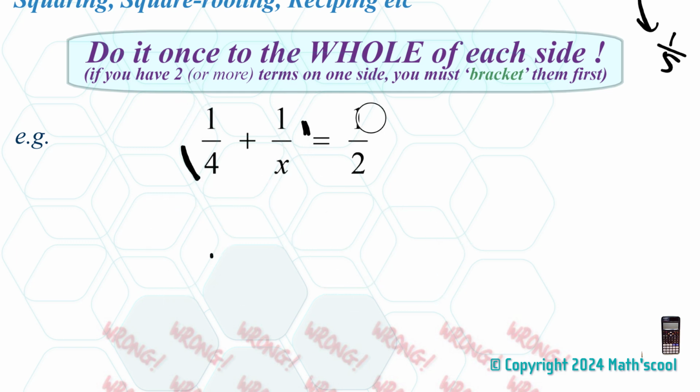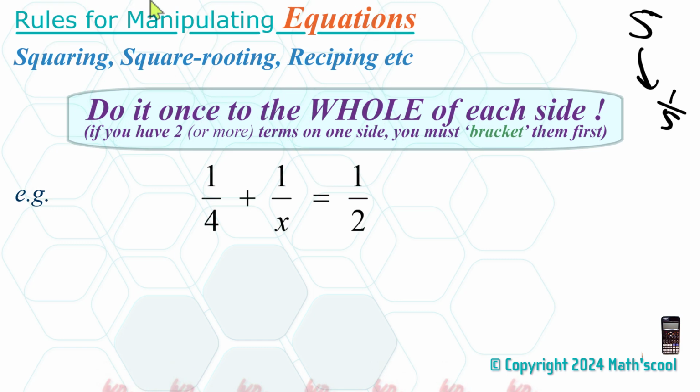The better workaround is to do common denominator first. If we do common denominator first, then that's an alternative. It would make them into one term, but without having to bracket them. So we just do common denominator. The common denominator is going to be 4x. So it's going to give us x plus 4. And on the other side, it's going to equal a half.